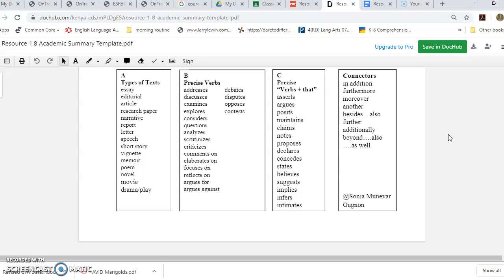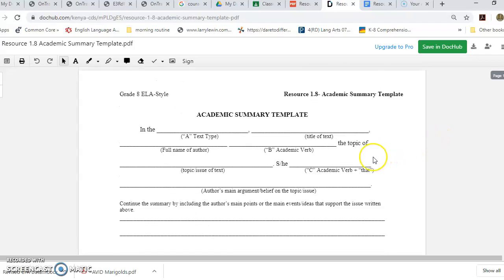If you don't know what an editorial is, that means we have room to add that word into our dictionary in the back, or our vocabulary section, and then we're going to look it up. Is it an article? Is it a research paper? Well, we know that this is an article. Then we're going to go up.